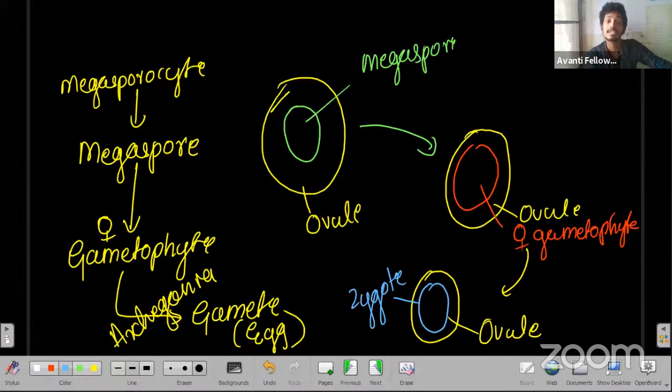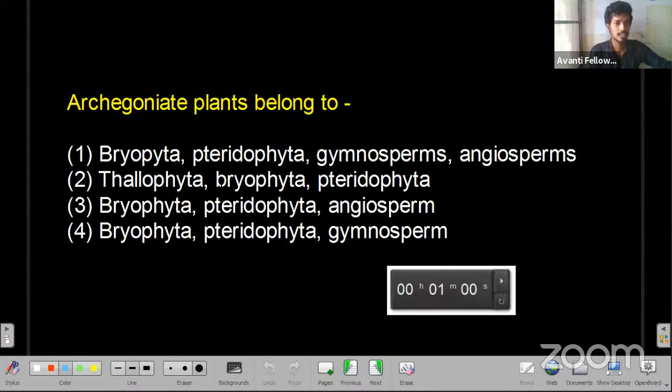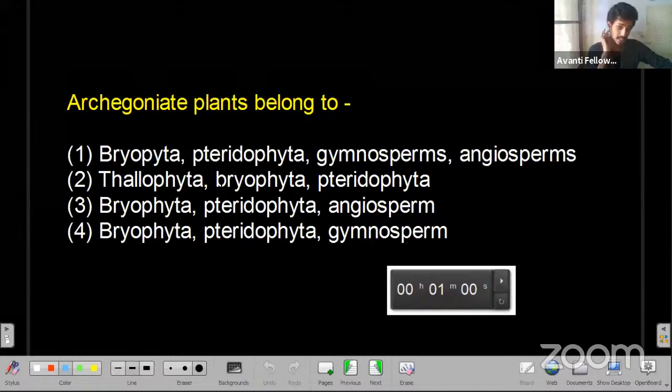So seed part, we will come to it later. We never went to the fertilization, right? That's why I didn't explain about seeds. In this seed part, we will see it after the fertilization. So one question came, we will solve the question and we will go to the next one because it's a long time, right? The question is simple.